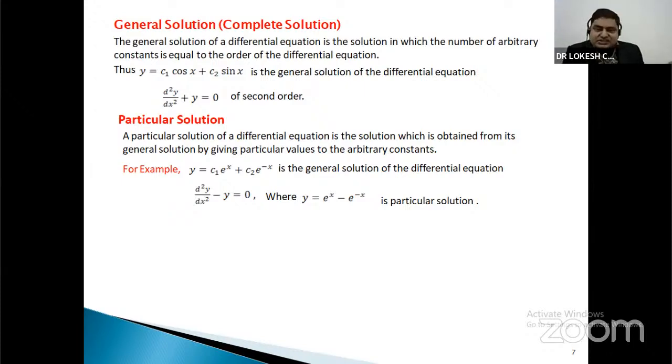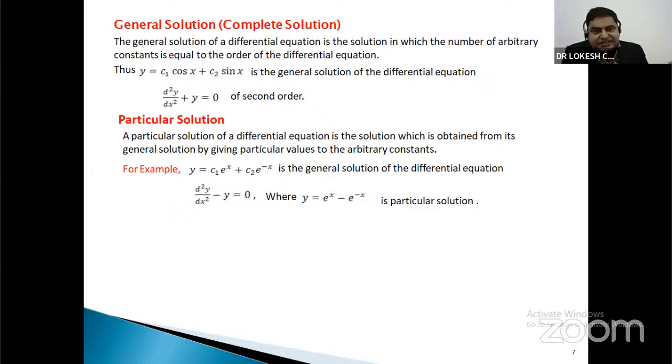So if I assign c1 the value 1 and c2 the value -1, then we have a particular solution according to the particular values of c1 and c2. We are taking c1 as 1 and c2 as -1. Then our solution becomes y equals e to the power x minus e to the power minus x. So if we take particular values of the arbitrary constants, we say it is a particular solution.